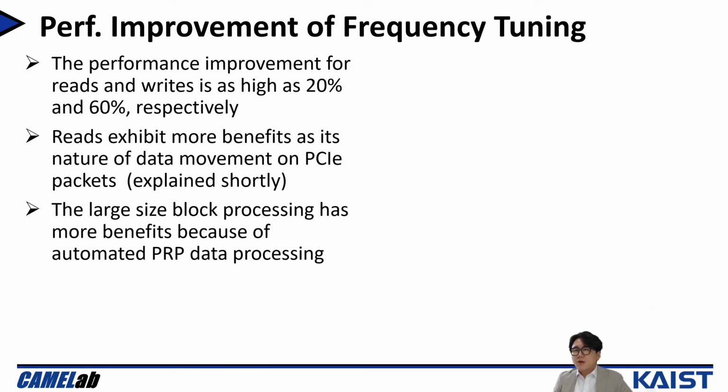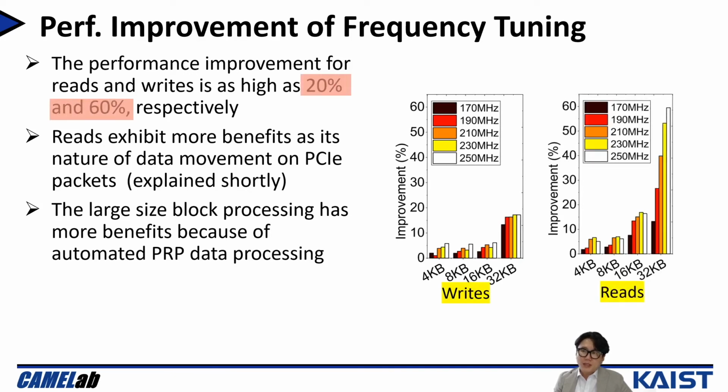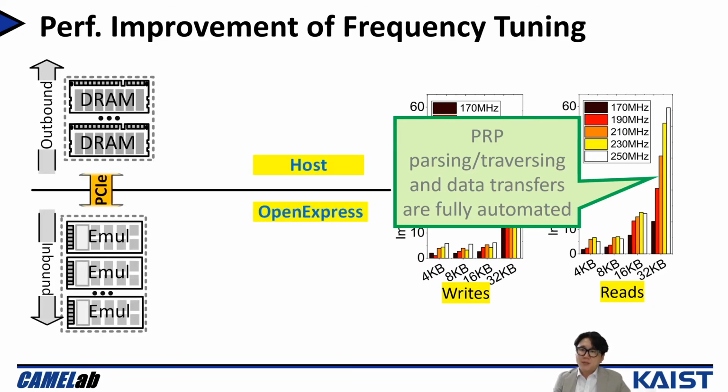As a result of our frequency tuning, the performance is improved by 20% to 60% from the usual level. There are two insights that we can see from this analysis. The first, read exhibits more performance enhancement because of the dual simplex nature of PCIe. Second, larger size block processing is more beneficial thanks to the hardware automation. Let's see an example for this performance improvement.